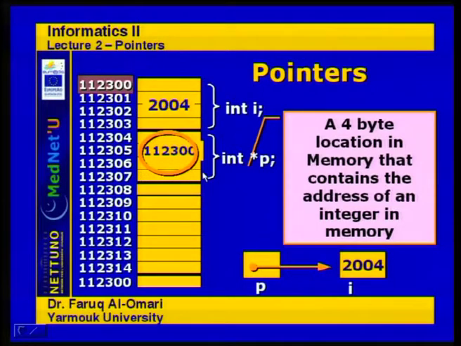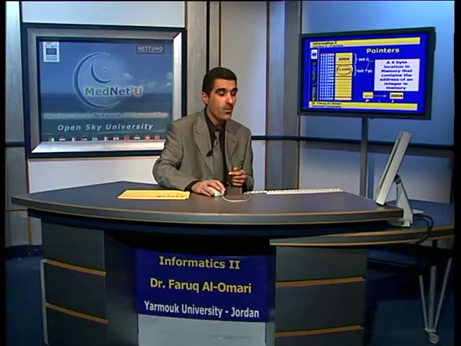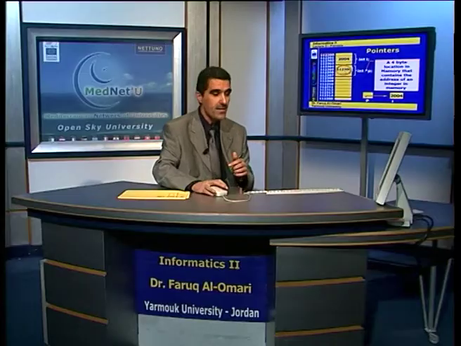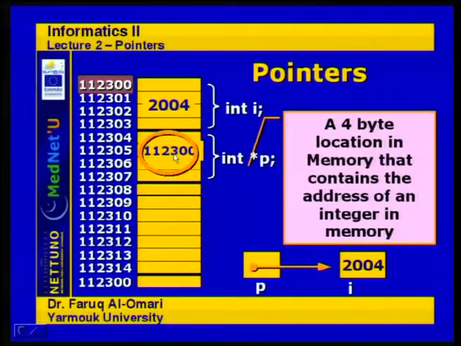All right? So here we're saying a 4-byte location in memory contains the address of an integer in memory. After that, if I assign p to point to i, then what I store here is the address of i. And that's why what goes here is the address of this variable called i, which is 112300. So p, in that case, equals 112300 rather than 2004. And here's the trick, and here's the point in the whole thing.